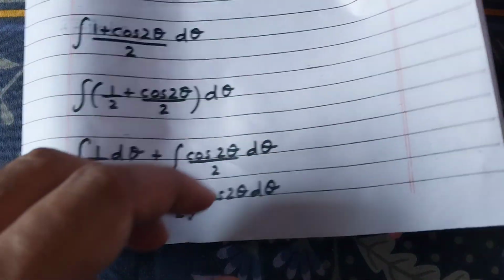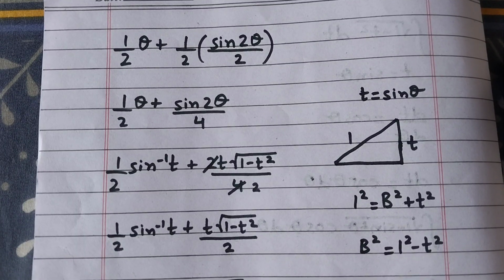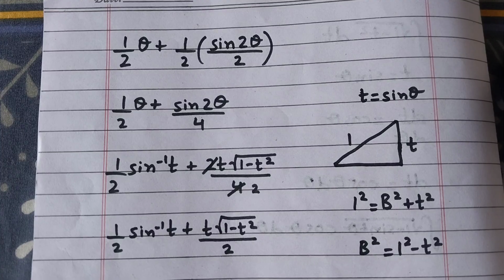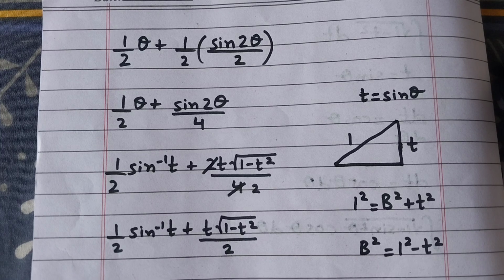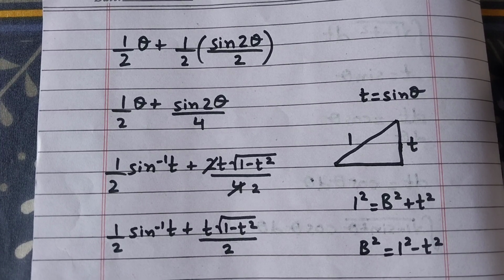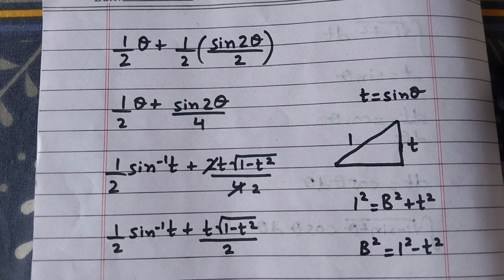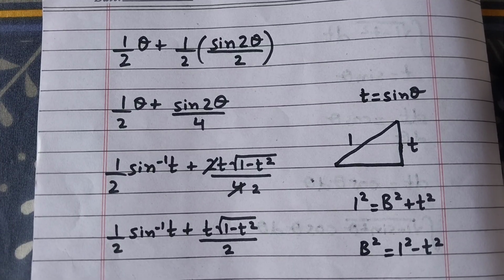So we are left with 1 over 2 theta plus 1 over 2 times sine 2 theta over 2. And you can also verify whether we have found the correct antiderivative or not, because we can easily take the derivative of sine 2 theta over 2, and we can see whether it comes as cos 2 theta or not.